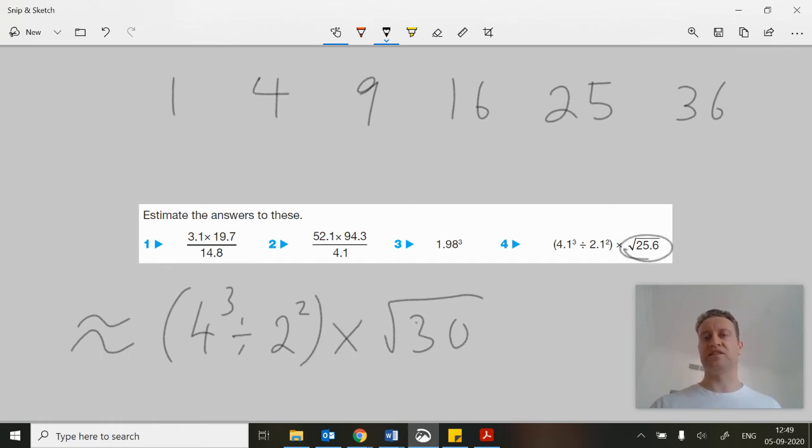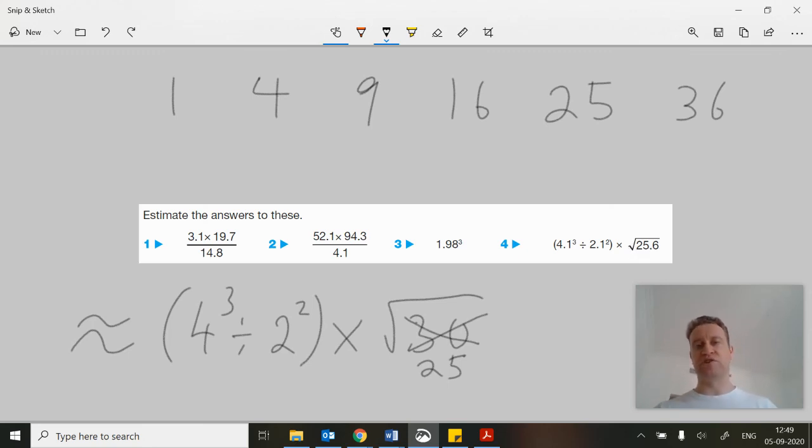Now, I can see that this number is really close to 25. So why would I use 30, seeing as I don't know how to square root 30? So in this case, we're not going to use 30. We'll use the square root of 25. So we're breaking the rules there because it makes it a bit easier. We just had to think what's an easier number for our calculation, which is close to 25.6.